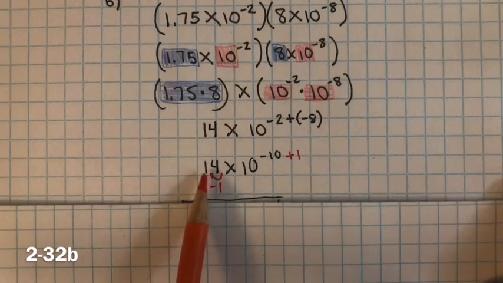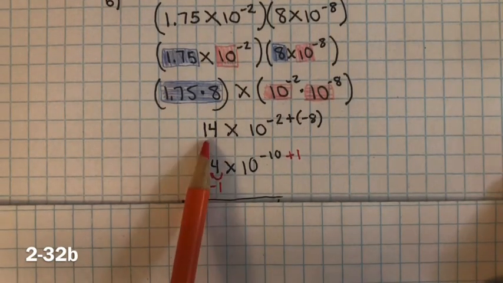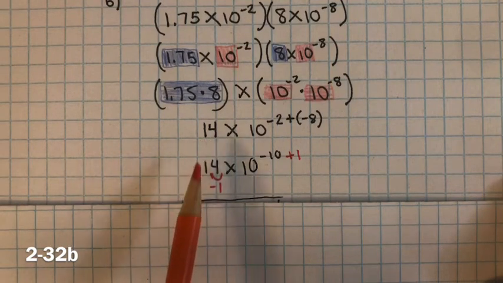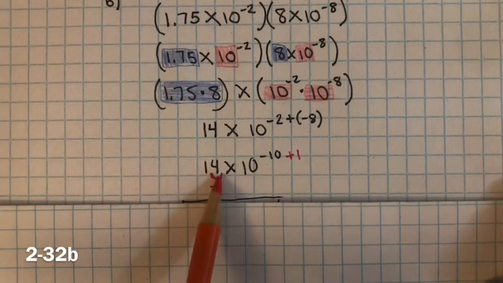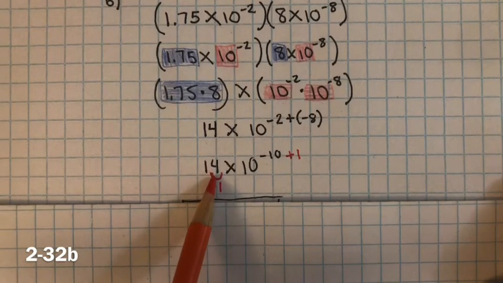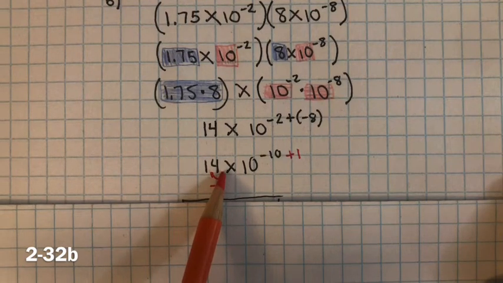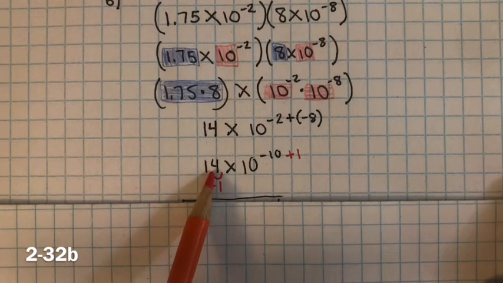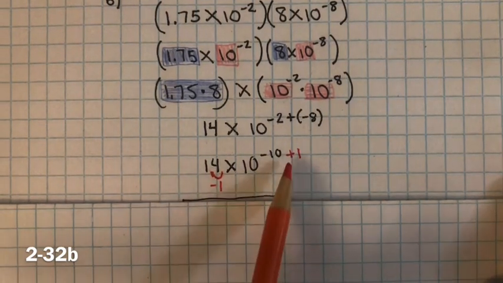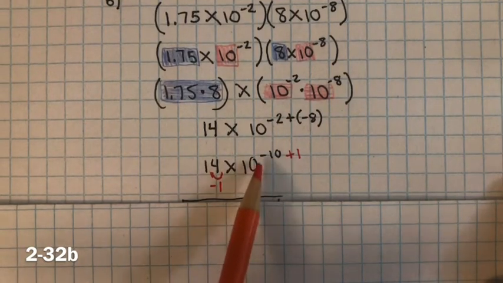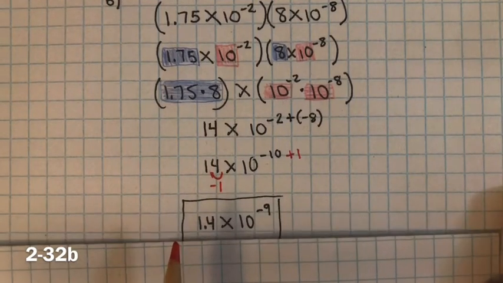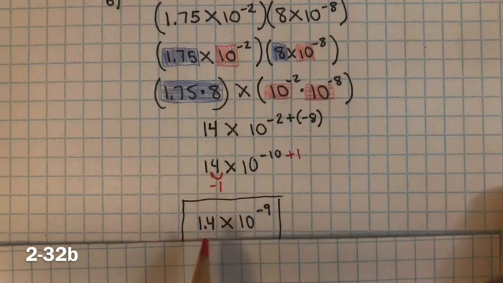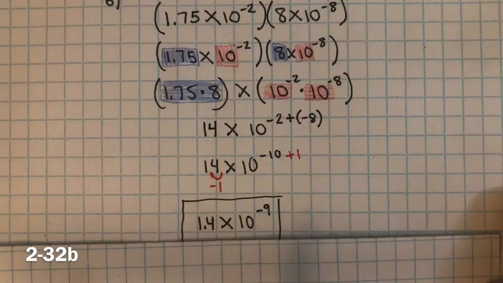This is not in scientific notation. 14 is greater than 10, so we're going to divide this by 10, so we're going to move the decimal place to the left one, so it's going to be negative 1. Well, this is going to be adding 1. So negative 10 plus 1 is negative 9. So 1 and 4 tenths multiplied by 10 to the negative 9th power.